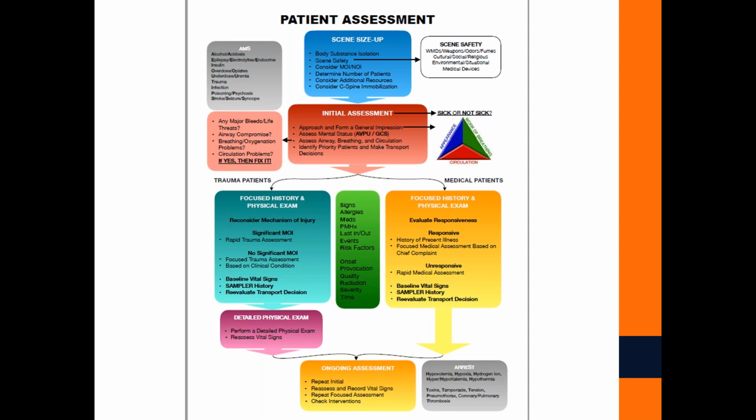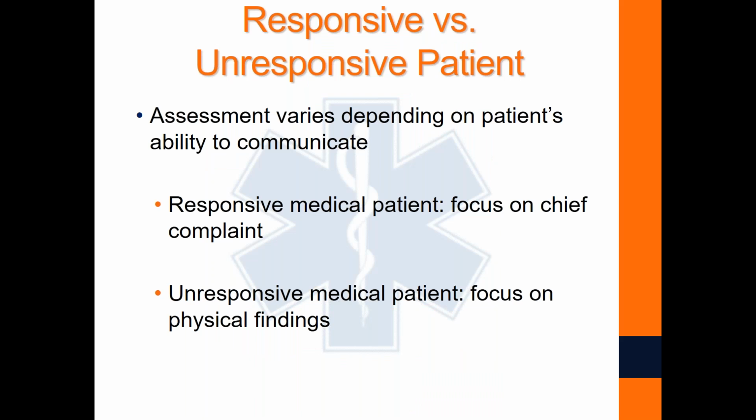So, if we found a problem during our primary assessment, that's going to be a primary problem. Those primary problems need to be fixed as they pop up, as we find them. During our secondary assessment, that's when things change a little bit. First and foremost, we'll talk responsive versus unresponsive. Our responsive patient, someone who's answering our questions and able to speak to us and able to tell us things that make sense, we're going to focus on their chief complaint.